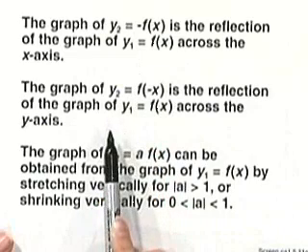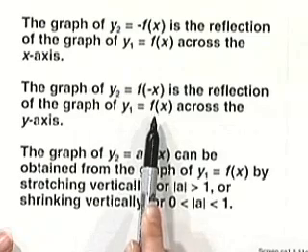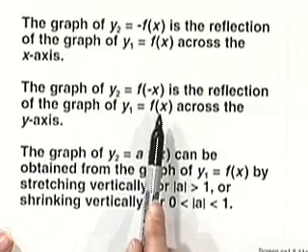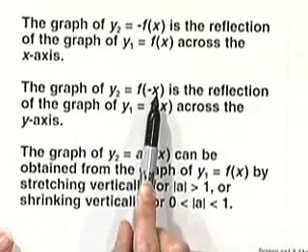The graph of y sub 2 equals f of the opposite of x is a reflection of the graph of y sub 1 equals f of x across the y-axis. So we're taking the basic graph, reflecting it across the y-axis if we're replacing the input with the opposite.